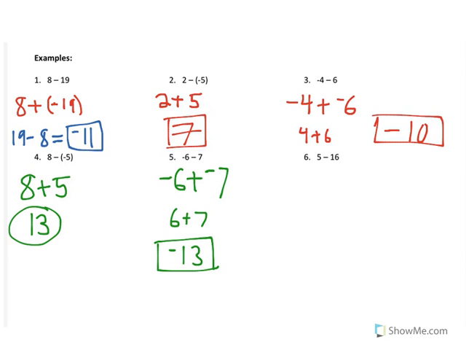We'll do one more here. Start with your first number. Oh, it's 5 minus 16, right? So it's minus, so we're going to make it a plus. We're going to add the opposite. So start with the first number. Keep it exactly the same. It was a 5, it stays a 5.